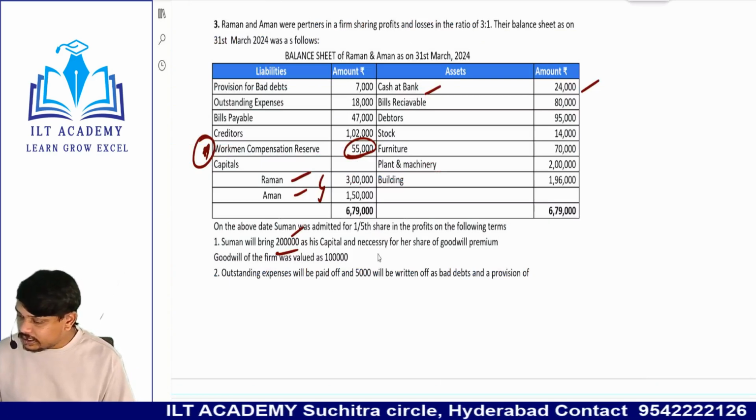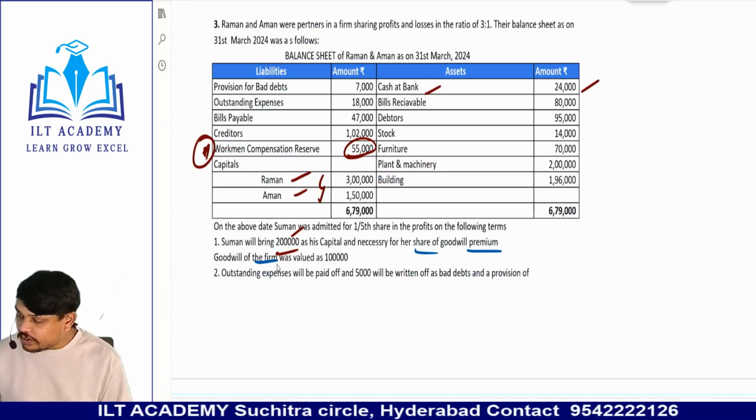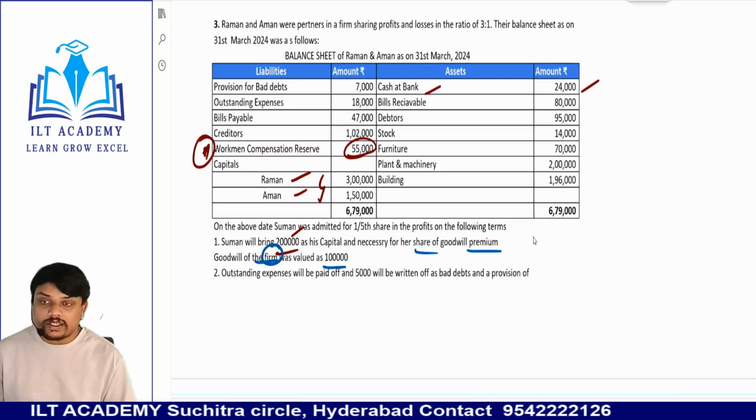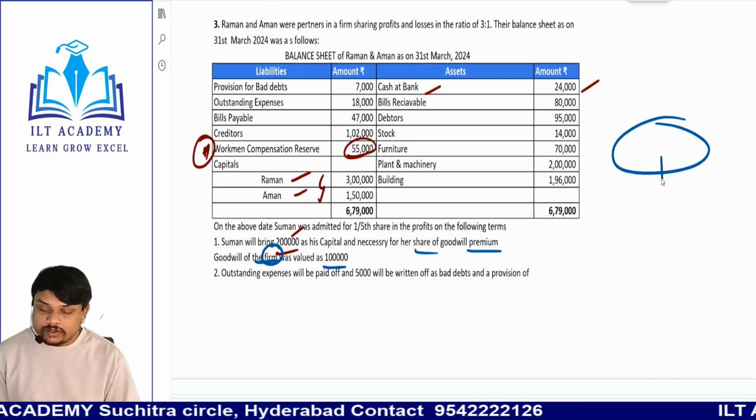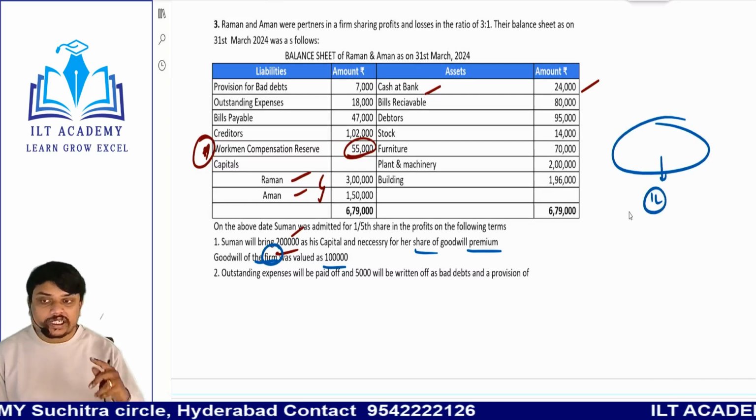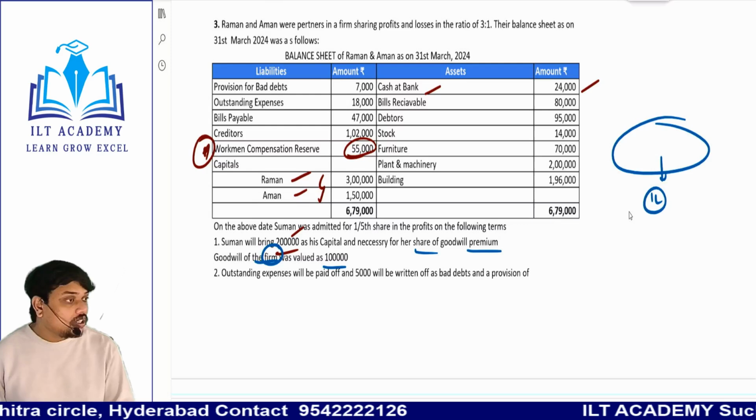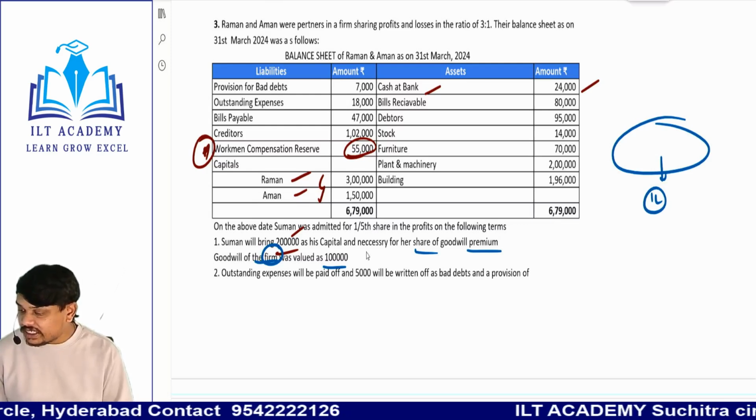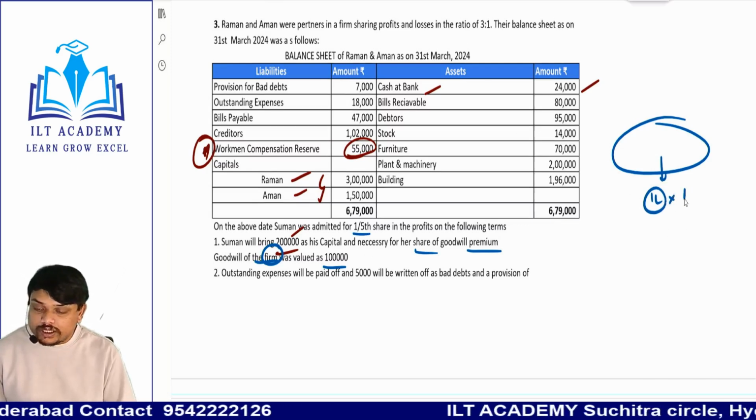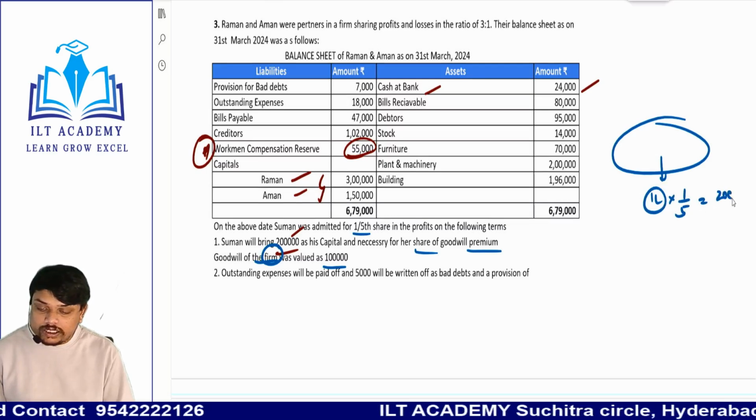Suman's capital and necessary share of goodwill premium. If goodwill of the firm is 1 lakh, this is the firm value. Firm total goodwill is 1 lakh, but the new partner is not going to get the complete share of goodwill. He will bring only his share. His share is 1 by 5th. So 1 lakh into 1 by 5 is 20,000.